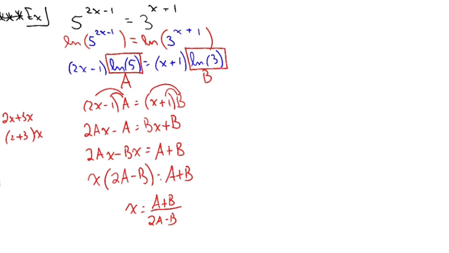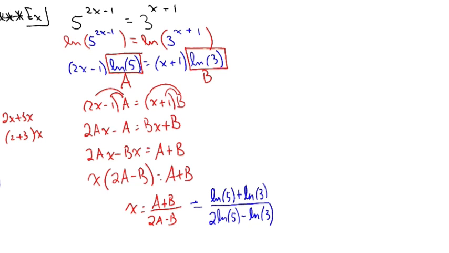Whew, that's great, except for one problem. We want a value out of this, a specific number, or at least an approximation. Go back and put in your ln of 5 and your ln of 3. So when you substitute back in, it is ln of 5, that's a, plus ln of 3, that's b, divided by 2 times ln of 5, a, minus ln of 3, b.